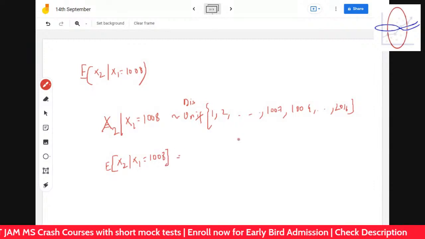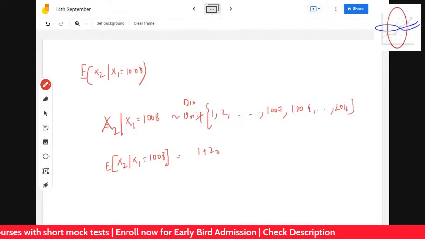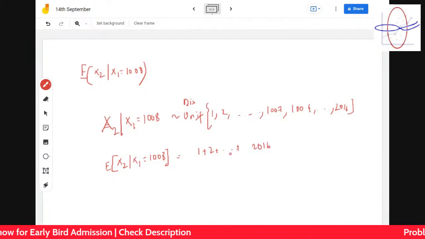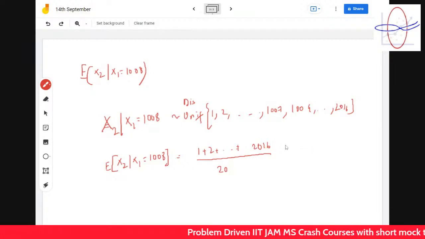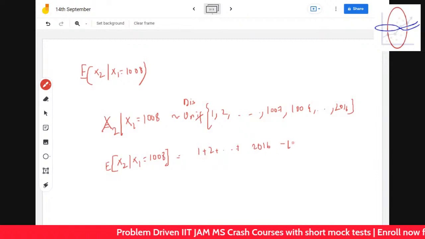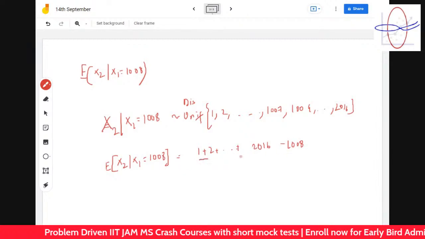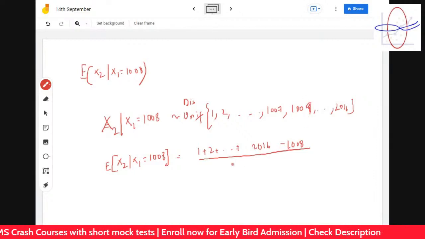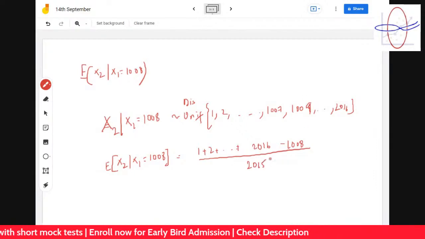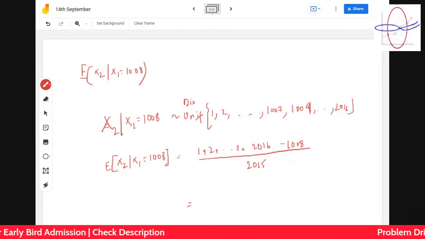It will come out to be the sum of all these numbers, 1 plus 2 plus up to 2016, divided by 2015. And on top, minus 1008 is there, because you have counted it once when you're adding up till 2016, and there are 2015 balls, so you divide it by 2015. And you can calculate this now.